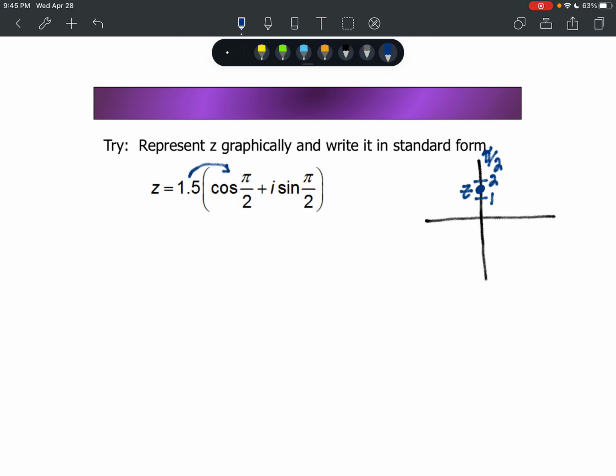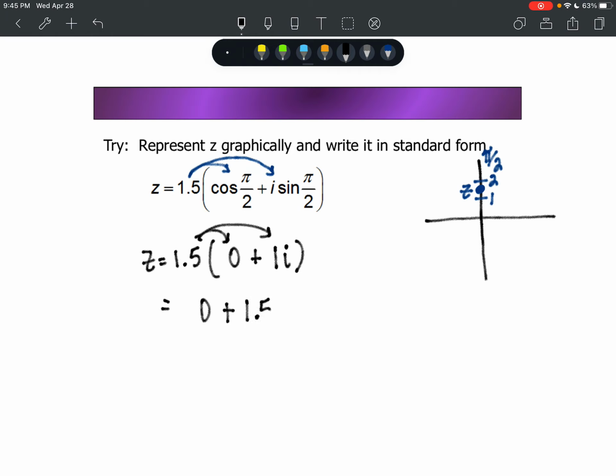Now to write this in standard form, I'm going to start with 1.5 on the outside, and then the cosine of pi over 2, that's going to be 0. And the sine of pi over 2, that's positive 1. So that would be 1i. We'll distribute the 1.5. 1.5 times 0 is 0. 1.5 times 1i is 1.5i. So our complex number in standard form is z equals 1.5i.